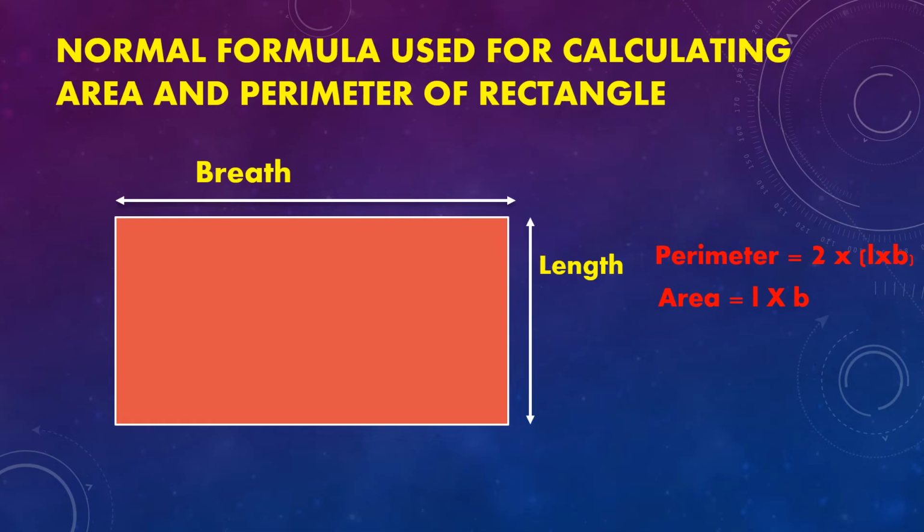This is the normal formula used for calculating area and perimeter of rectangle.